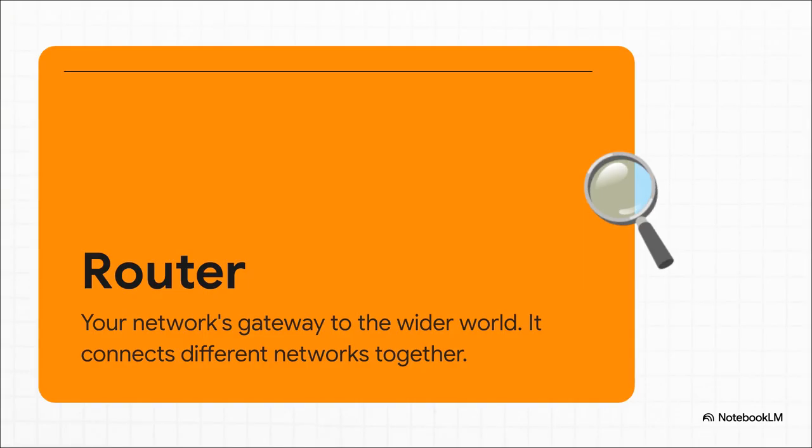So if the switch is the local traffic cop, the router is the neighborhood post office. Its whole reason for being is to take packets that are trying to get to other networks, other neighborhoods, and send them on their way. It's literally the gateway to the rest of the internet.